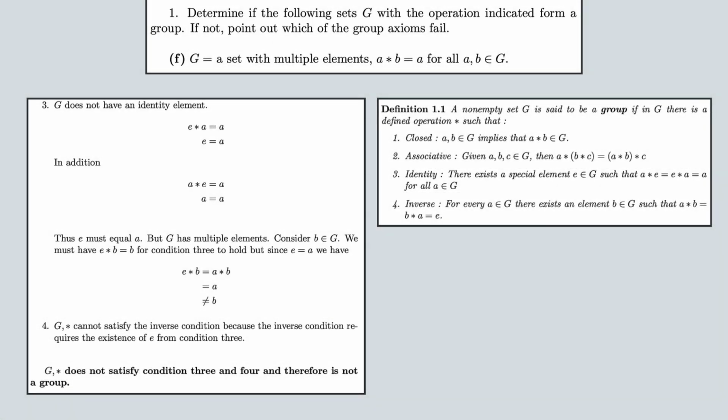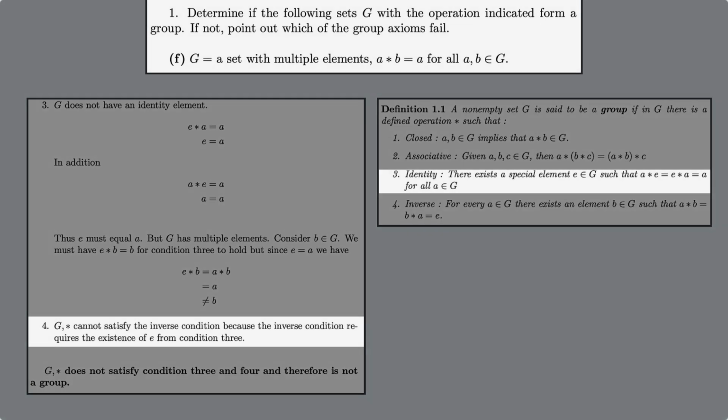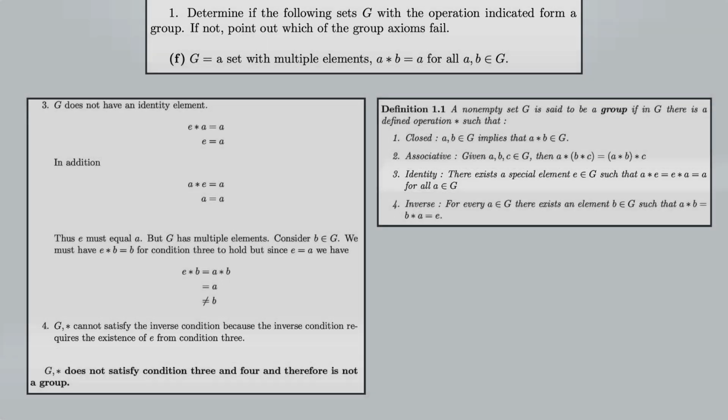Condition 4 depends on condition 3. In order for there to be an inverse condition, we need an identity element from part 3. We didn't find an identity element in part 3, so 4 automatically fails, and we conclude that G, star is not a group because it fails both condition 3 and condition 4.